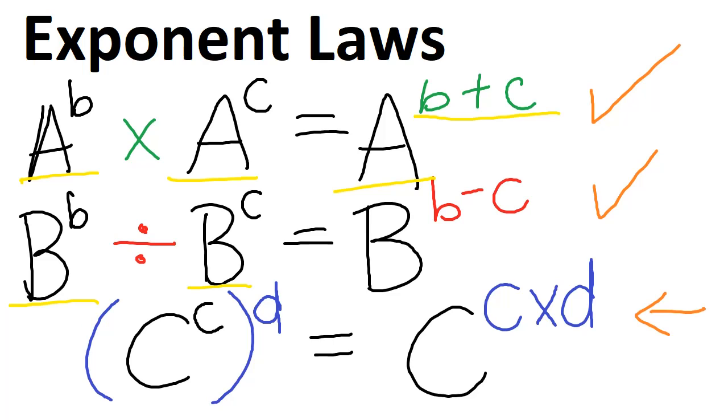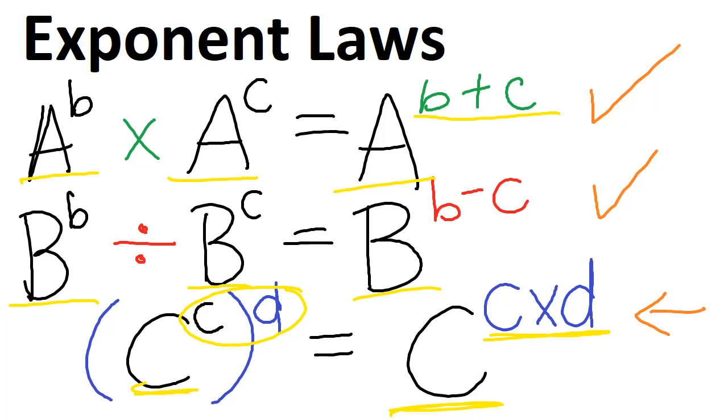For our second law, if any two powers with the same base, for example b and b, are being divided, then their exponents will be subtracted from each other. So our final answer will have the same base, b, and our exponents will be b minus c, because there is a division sign in the middle. And for our last law, if a power, which is c exponent c, has its own exponent, which is d, then our final answer will have the same base, but our exponents will be multiplied this time because there is a bracket in the middle.